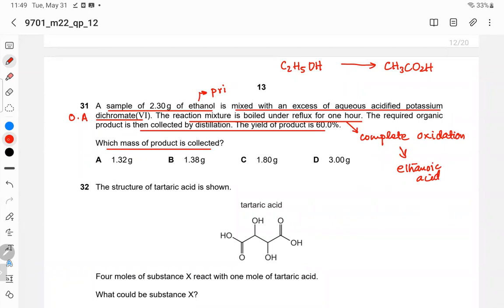Hamna, see, they are saying that we collected the product by distillation, but for the reaction, they will heat under reflux or boil under reflux. They are not saying that the reaction mixture is heated and distilled off. Let me check by both ways. And if it's an aldehyde, then it must be CH3CHO, right?